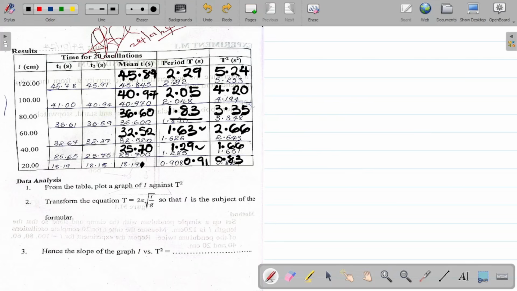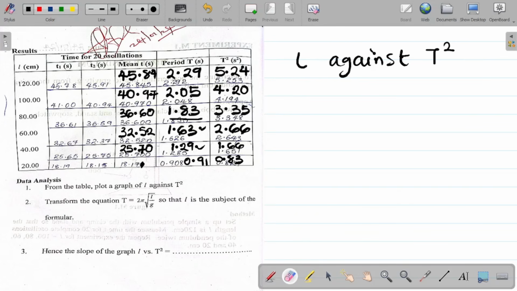Number one says from the table, plot a graph of L against T squared. I think the L is small l, so let me use small letter L. A graph of L against T squared.